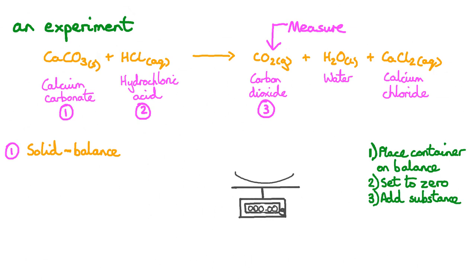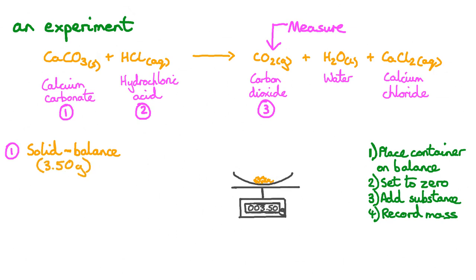Next, we need to weigh out our calcium carbonate. Remember that the safest way to do this is to take your container off the balance, add some of your solid, and then put it back on the balance, repeating this process until you get the mass that you require. Once you've weighed out the correct mass, remember to record the value.